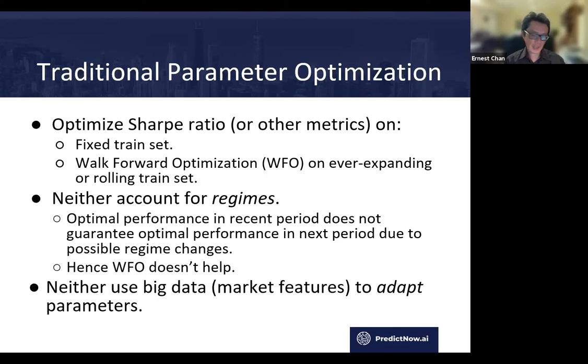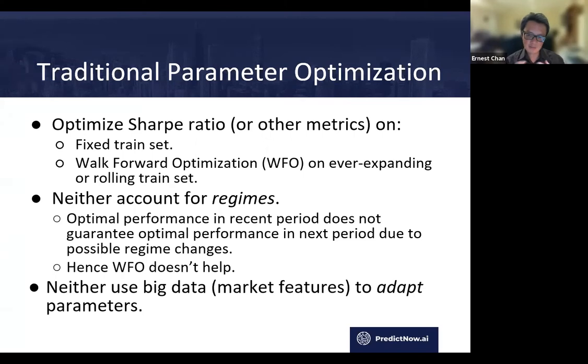A more intelligent way is to apply walk-forward optimization, WFO, where you have either a rolling look-back period where the parameters perform best in that period, or an ever-expanding training set. So you start with a 5-year training set, but after 1 year, you use 6 years of training set to optimize, and then 7 years, but always using the best parameters optimized on the look-back period, never in sample, right? So that's the traditional parameter optimization problem.